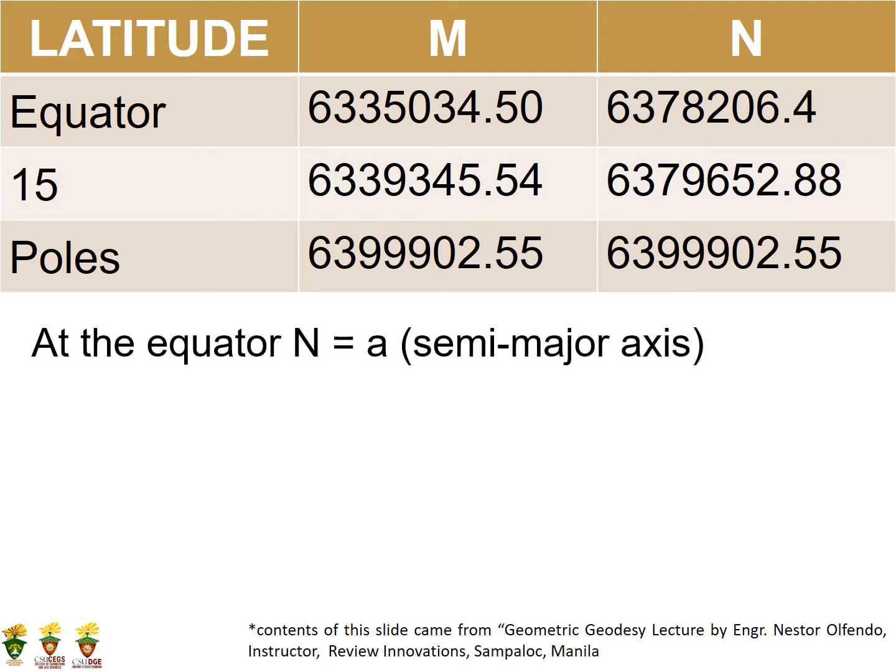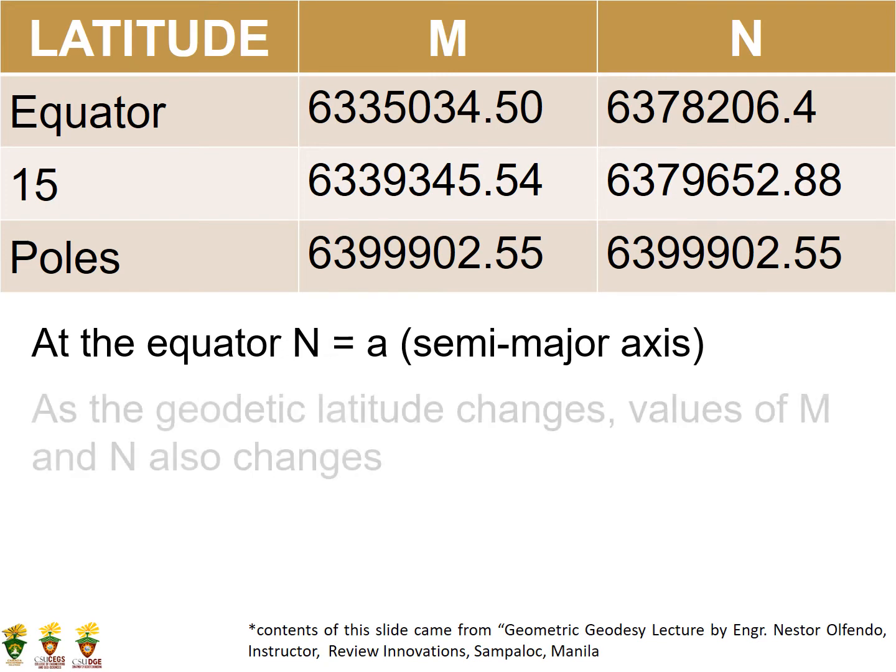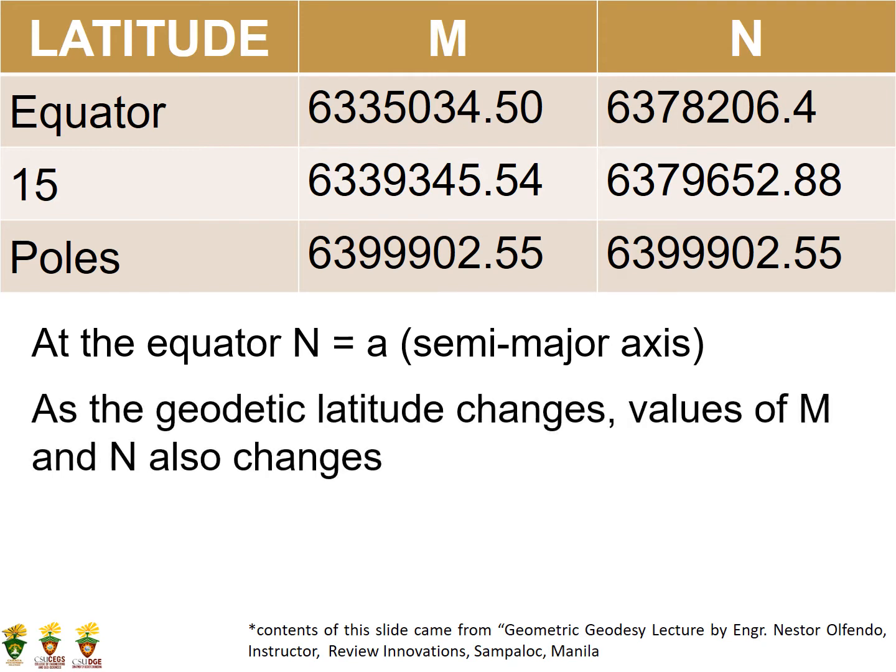From the illustration that we solved now, we can say that at the equator, the prime vertical radius is equal to the semi-major axis, and as the geodetic latitude changes, the values of M and N also change. And the prime vertical radius is always greater than the meridional section radius. So these are the facts about the meridional section and the prime vertical section. And at the poles, the meridional section is equal to the prime vertical radius. So let's take note of that.